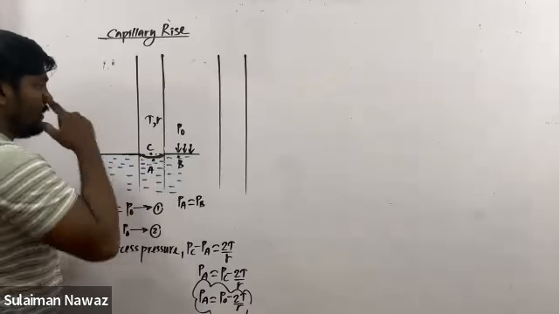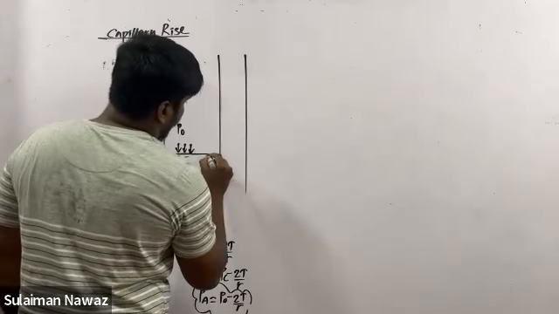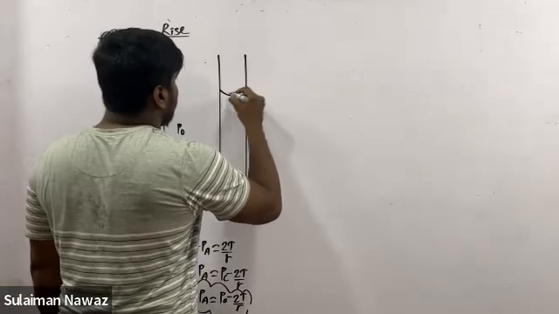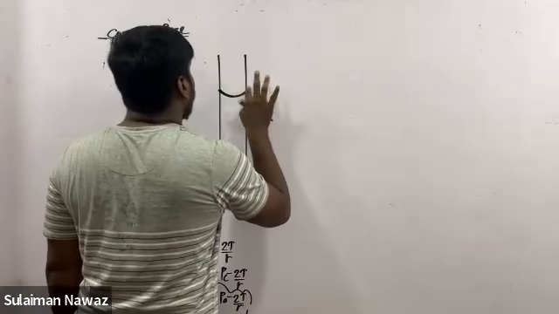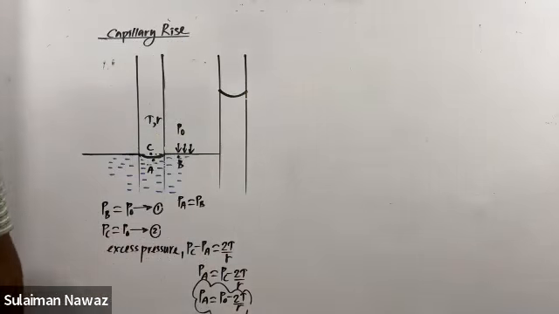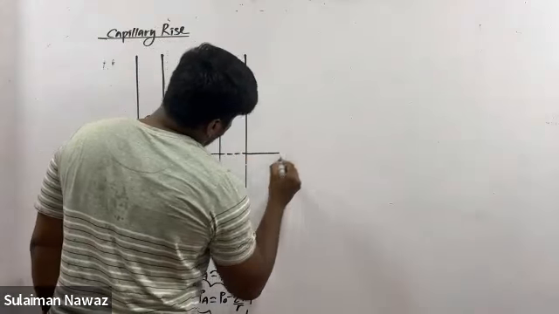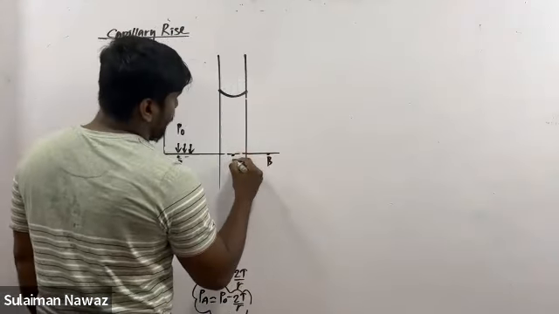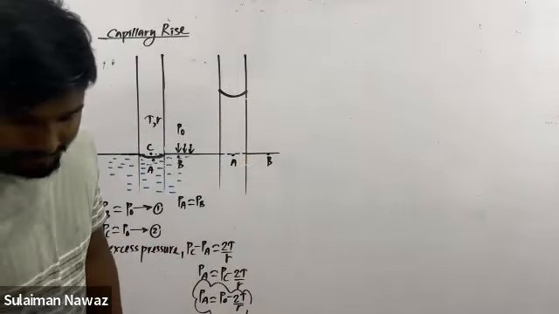So therefore, if I draw the right liquid, this liquid meniscus would be rising somewhat. Okay, rising. Now I am taking the same point. This point is point B. This point is point A.